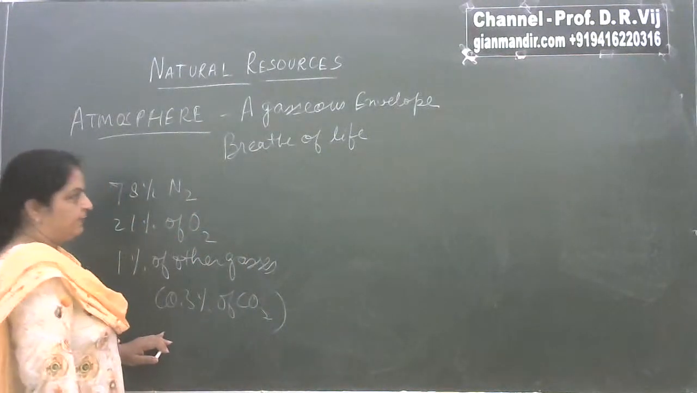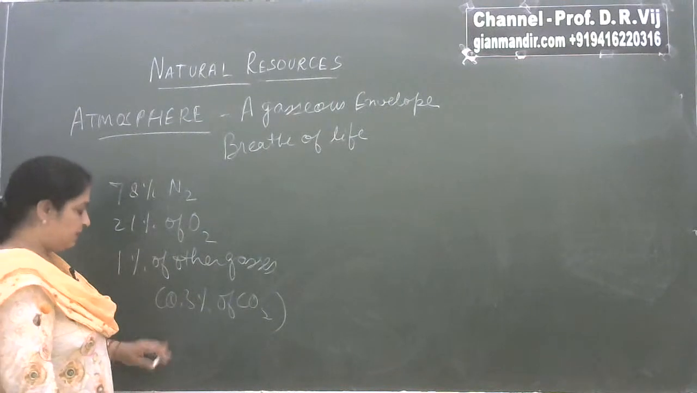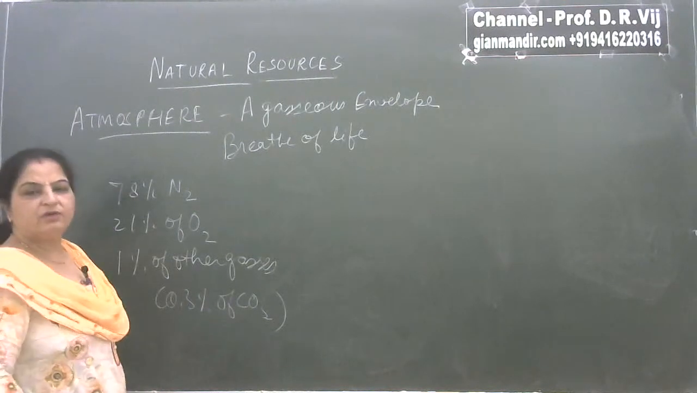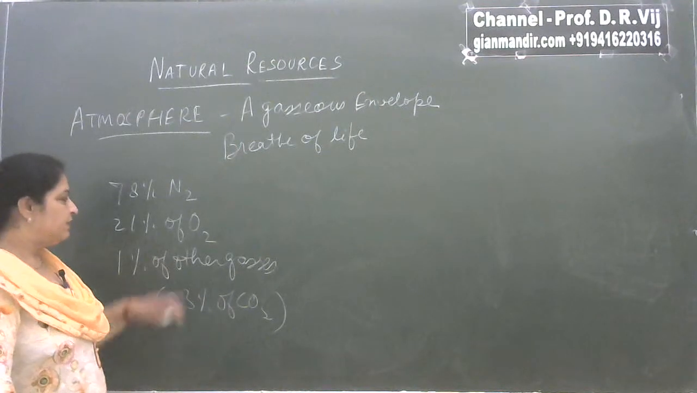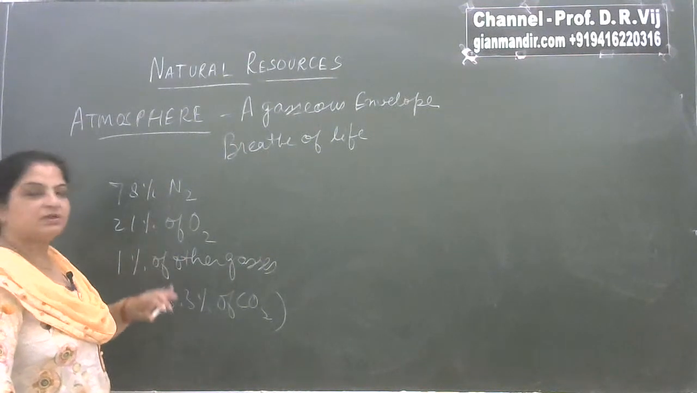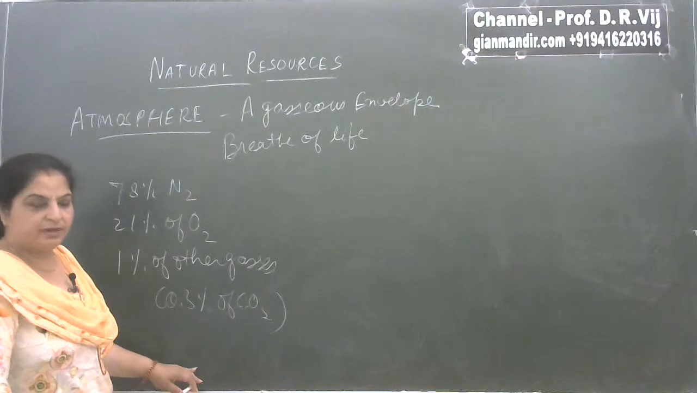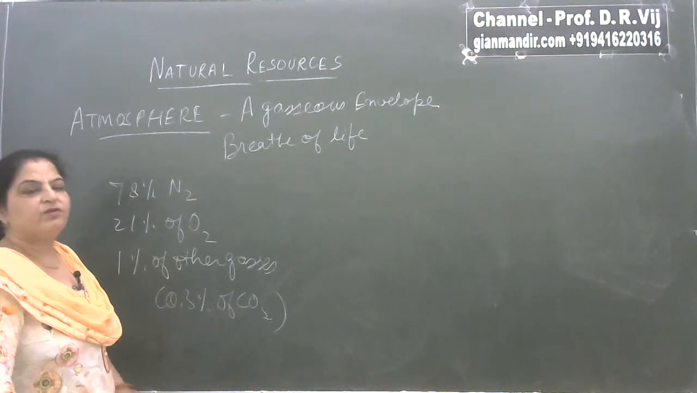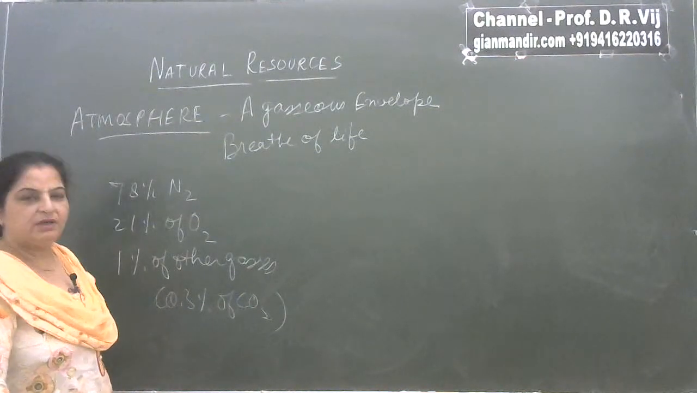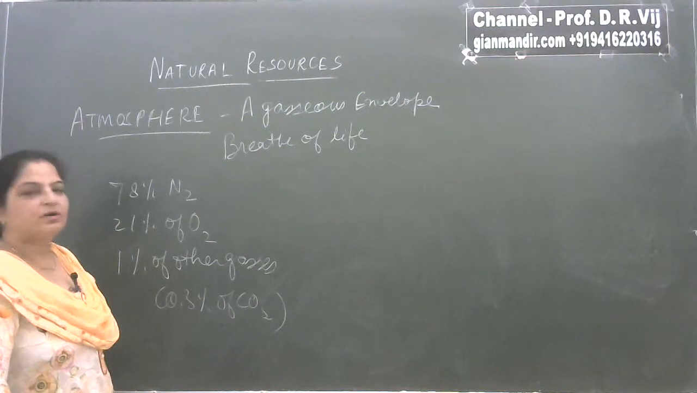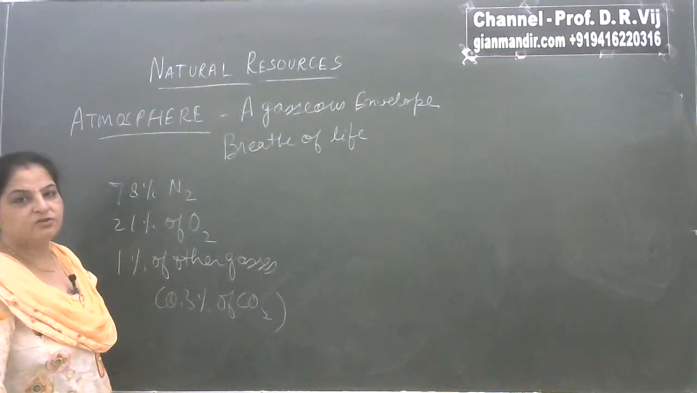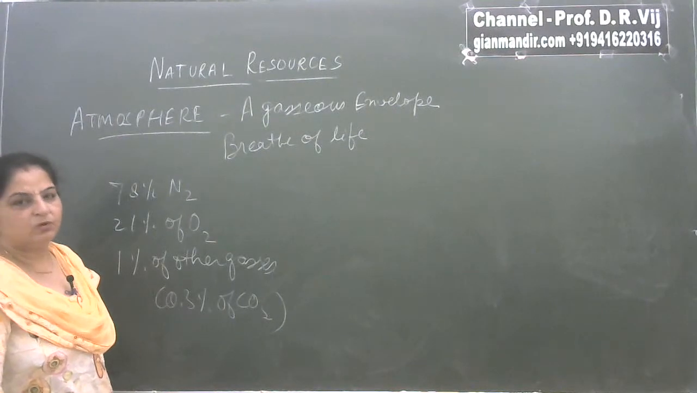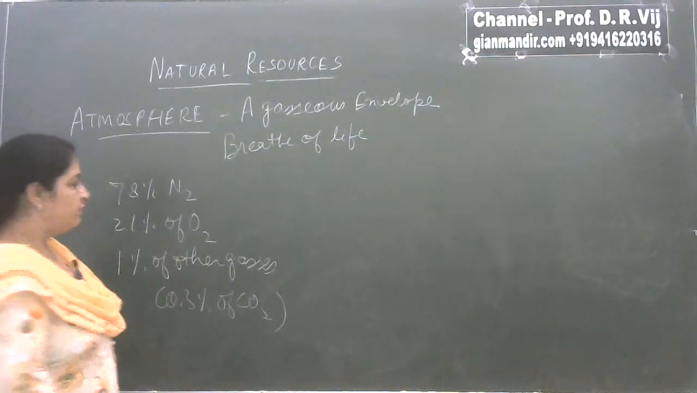So as I said, it is the appropriate composition of the Earth's atmosphere which makes life possible on Earth. Earth is having 21% of oxygen, 0.3% of carbon dioxide. On the other hand, if you talk about planets like Venus and Mars, they contain about 95 to 97% of carbon dioxide. So how can life be possible over there?